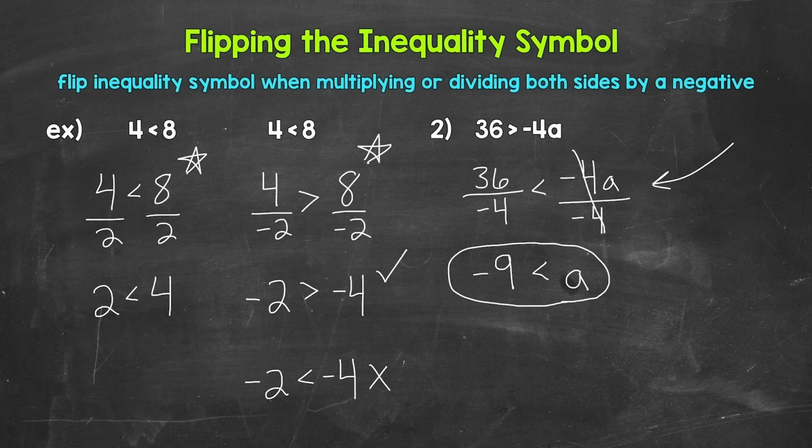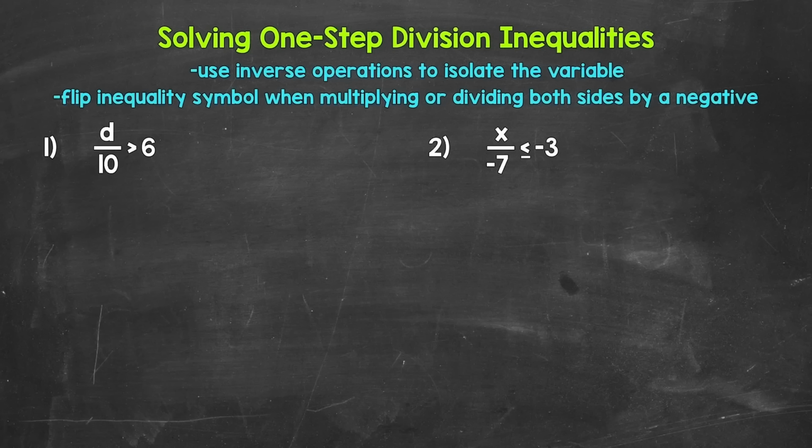Now, if you forget to flip the symbol, when you go to check a solution, you'll notice that it won't work. So it's important to check, and then you can catch that mistake. Again, just remember, flip the inequality symbol when multiplying or dividing both sides by a negative. So there's our multiplication section. Let's move on to division. Here are our division examples.